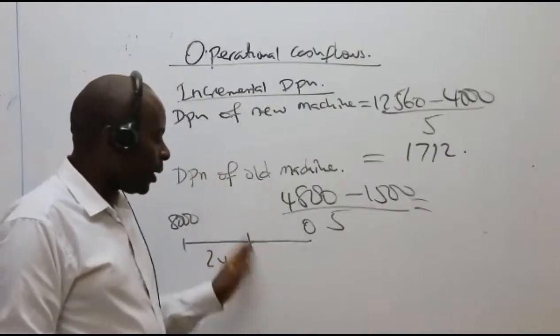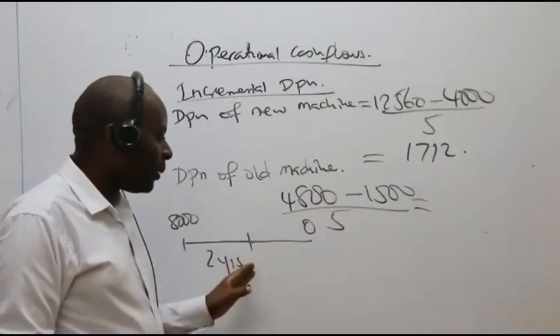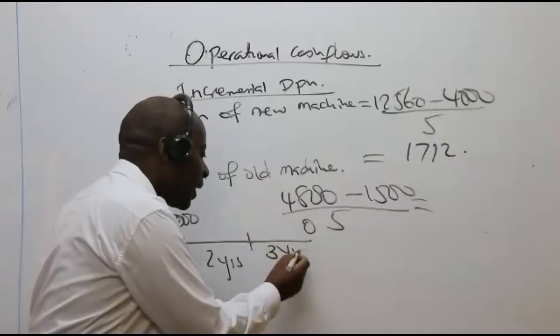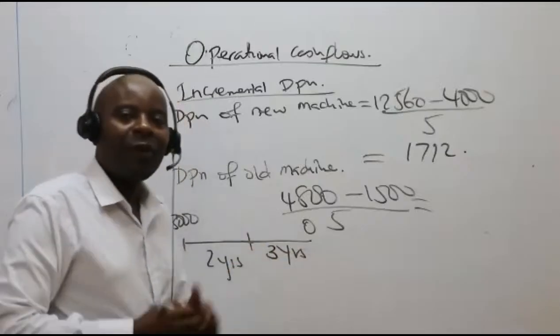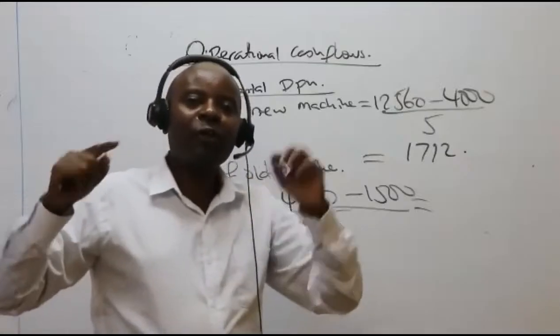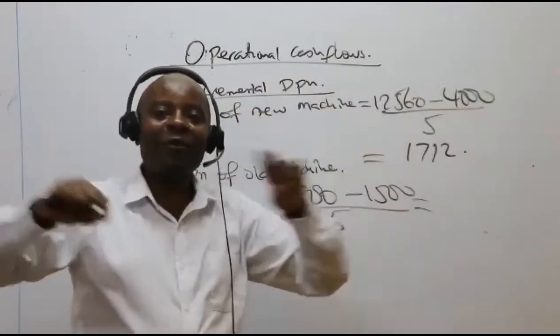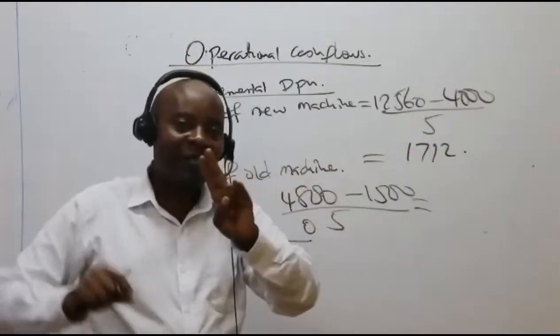At the time of replacement, ladies and gentlemen, listen, because the number of years left here are 3 years, which are not identical to the number of years of the new machine. The remaining running period for the two machines must be identical.